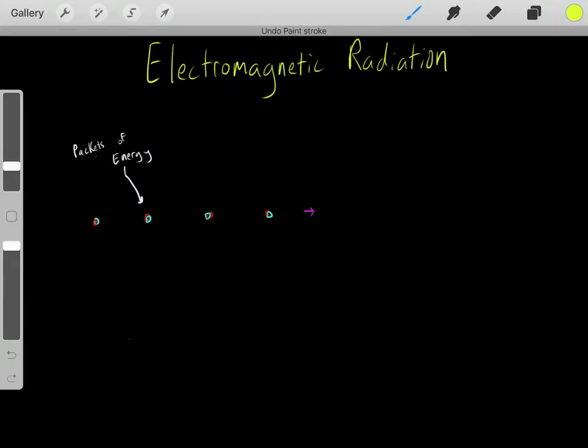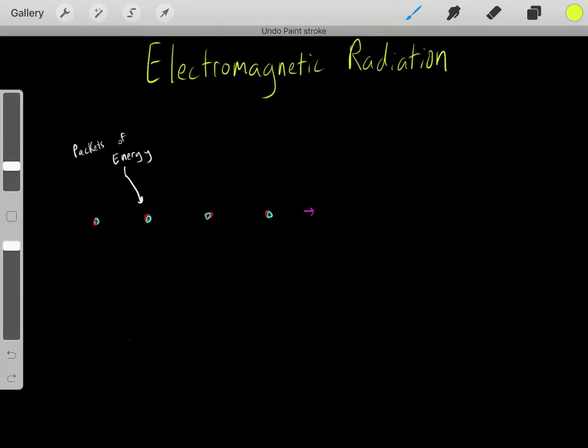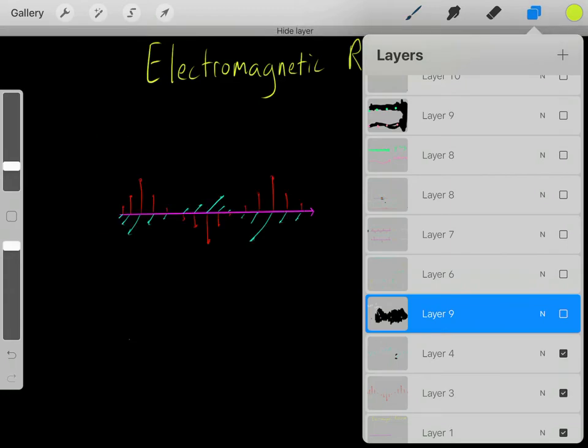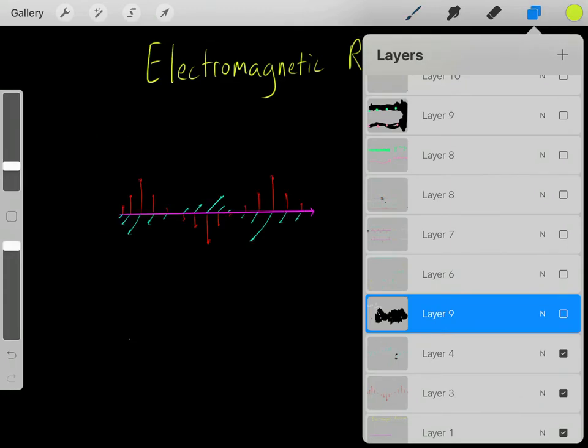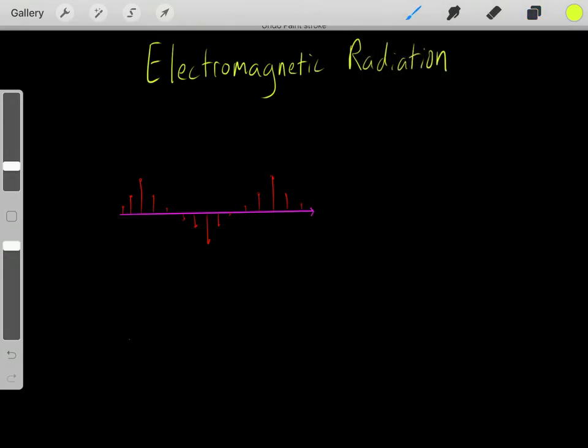And these photons have energy. They're packets of energy. These photons have a certain amount of energy depending on the frequency of the electromagnetic radiation. So what do I mean by that? Well, again, now let's focus on the wave, and let's just focus on the electric field vectors, just so it looks a little more clean.